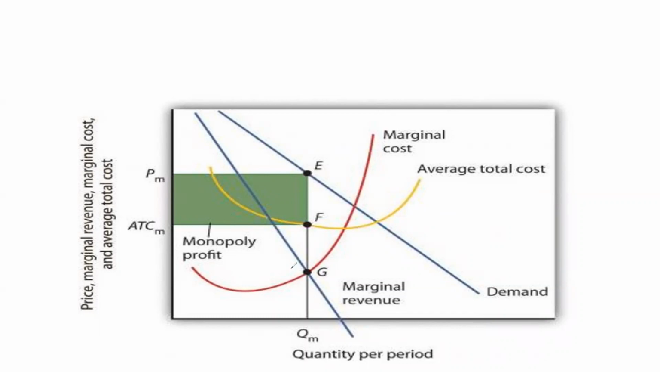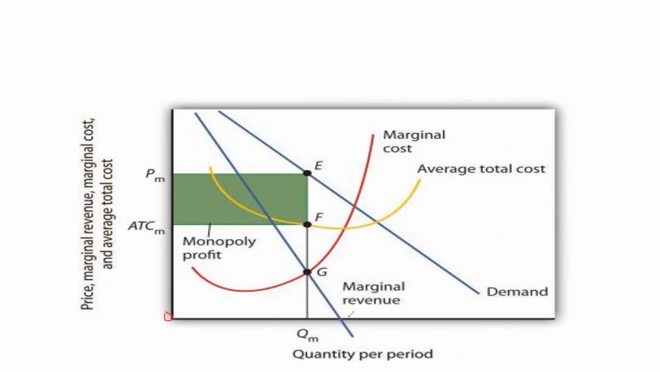PM, E, QM, and let's just call this 0 for now. That would be my total revenue box. PM, E, QM, and O would be my total revenue box. ATCM, F, QM, and O would be my total cost box. Sometimes they ask you to shade that in.